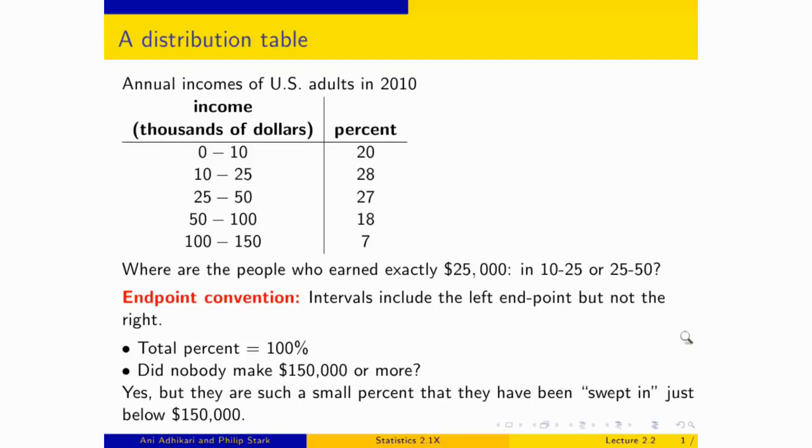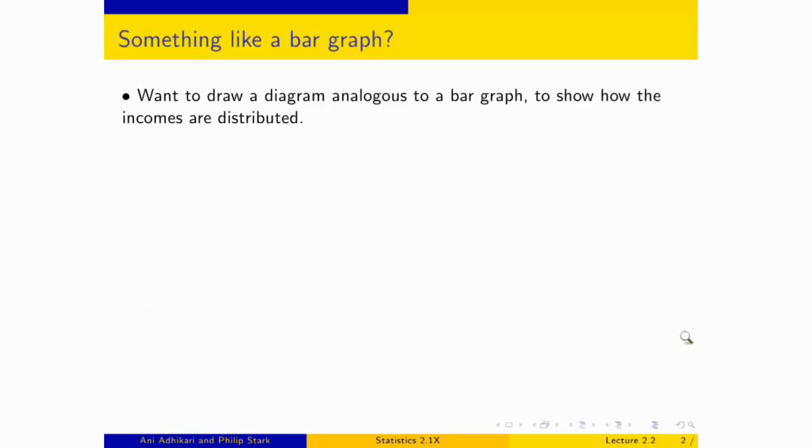Now looking at that table, you have some sense of what the distribution looks like, but we'd really like to see it. We'd like to see it in a picture. And so what I'd love to be able to do is to draw a diagram that's like a bar graph to show how these incomes are distributed.